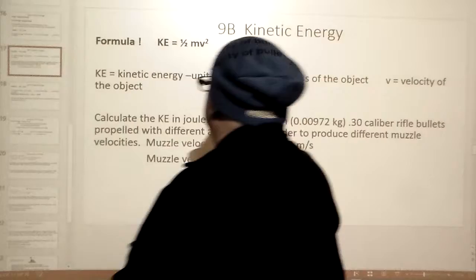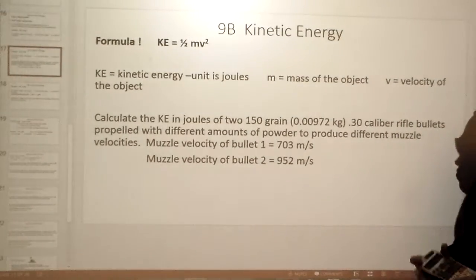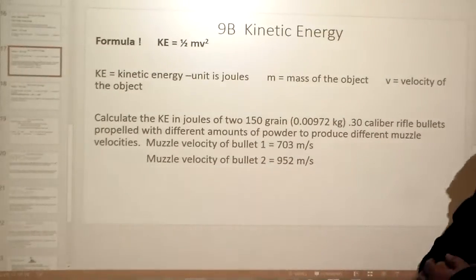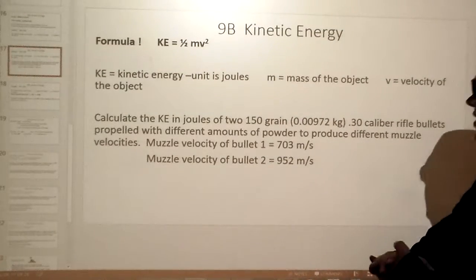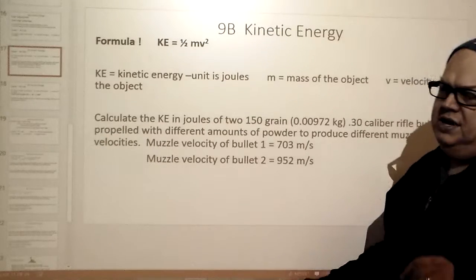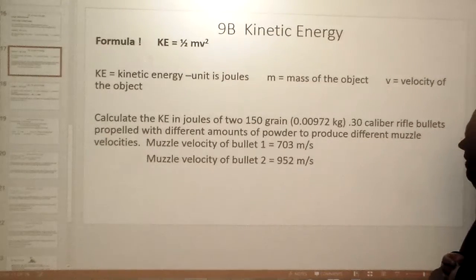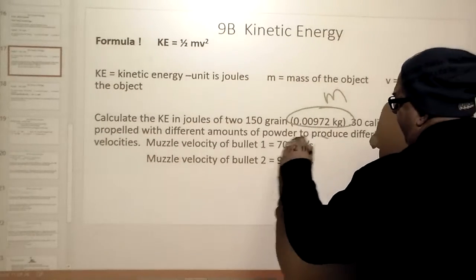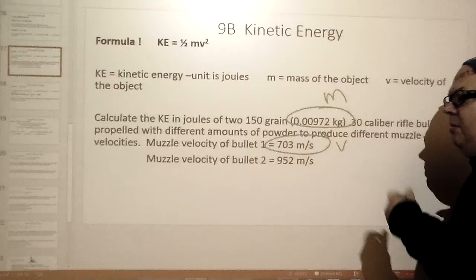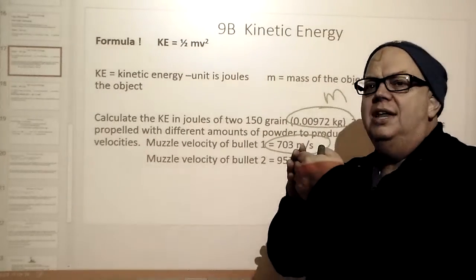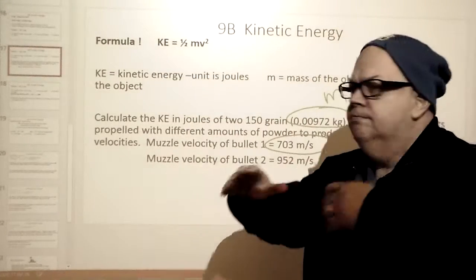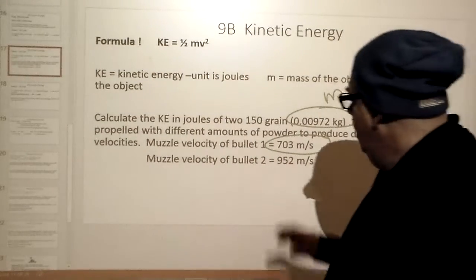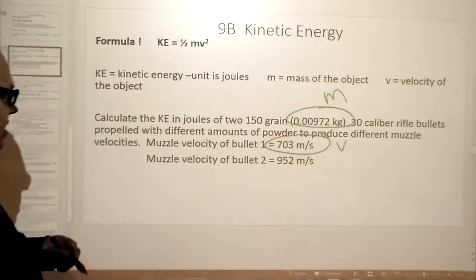Okay, let's get into some problems here. Now our kinetic energy is going to be in joules. All the energy, including work, is also in joules. So we're going to calculate the energy in joules of one of these bullets from a .30 caliber rifle. So here we have a mass and we have a muzzle velocity. A muzzle velocity is the moment that the bullet exits the barrel of the gun that it is being shot out from. Okay? So let's go ahead and work with this.